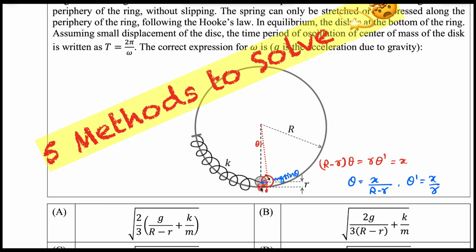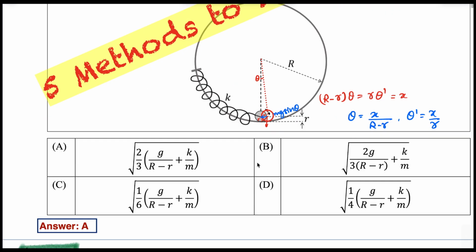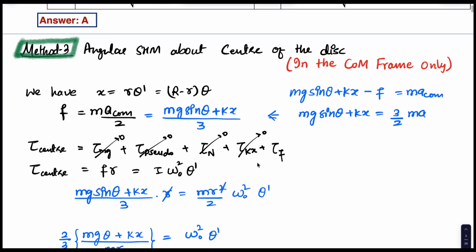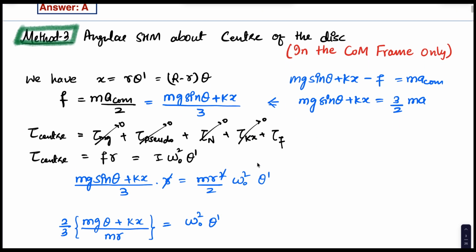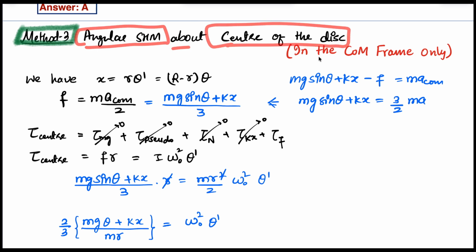Then about the bottommost point, it is performing pure rotation. All purely rolling objects perform pure rotation about the bottommost point. So about the bottommost point, you can consider it to be angular SHM. Write the torque about the bottommost point, then equate it to I omega square theta, using the moment of inertia at the bottommost point. Now the next one is considering angular SHM about the center of the disk, which is the center of mass.